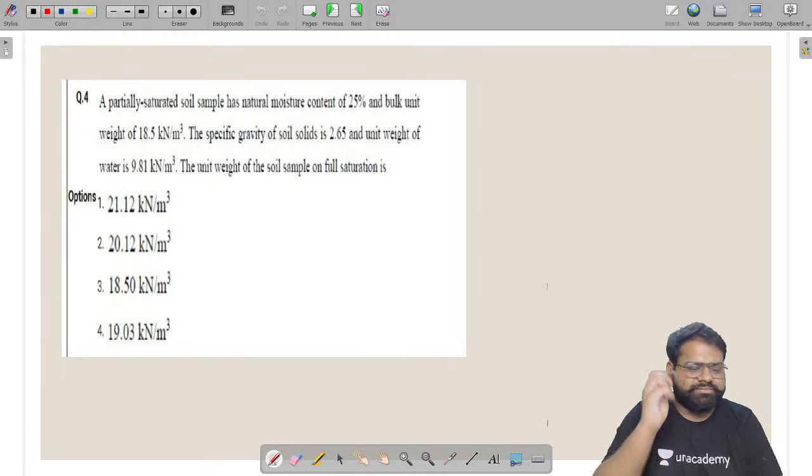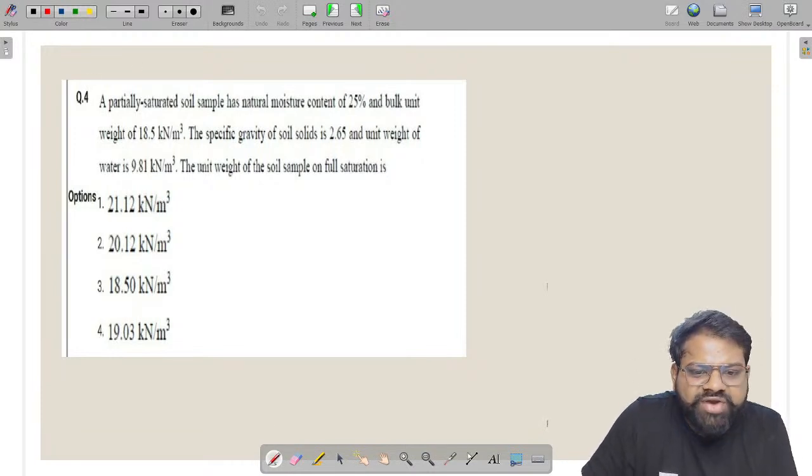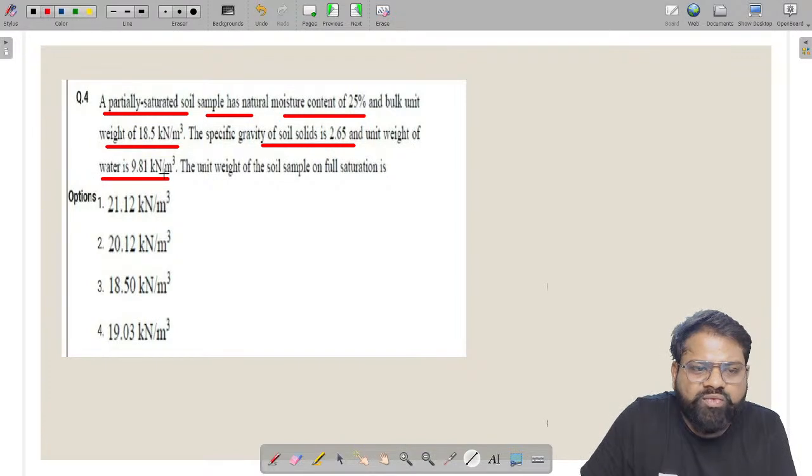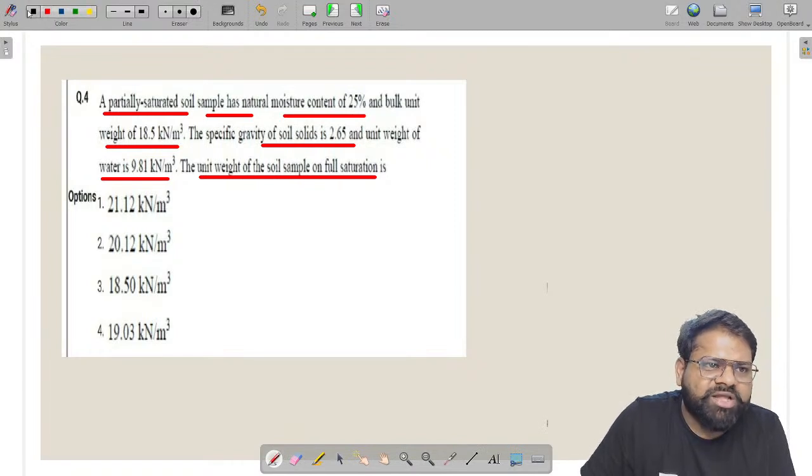Just read this question. What he is trying to say: a partially saturated soil sample has a natural water content of this and bulk unit weight of this. The specific gravity of solids is this and unit weight of water is this. So what he is saying, the unit weight of the soil sample on full saturation, that means you need to find the saturated unit weight.